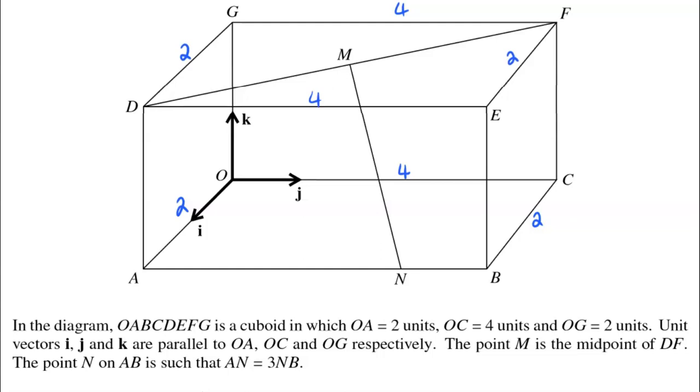But we're told that AN is equal to 3NB, which means it's in the ratio of 1:3. In other words, this is a ratio 1:3, which is very handy because it's 4. And you can break 4 up into the ratio 1:3 by having the lengths 1 and 3. M is the midpoint of DF, and we're going to try and work with that and find the 2 vectors.